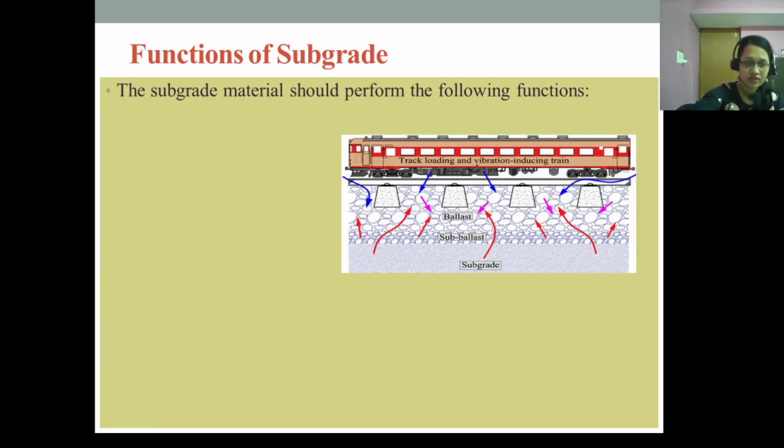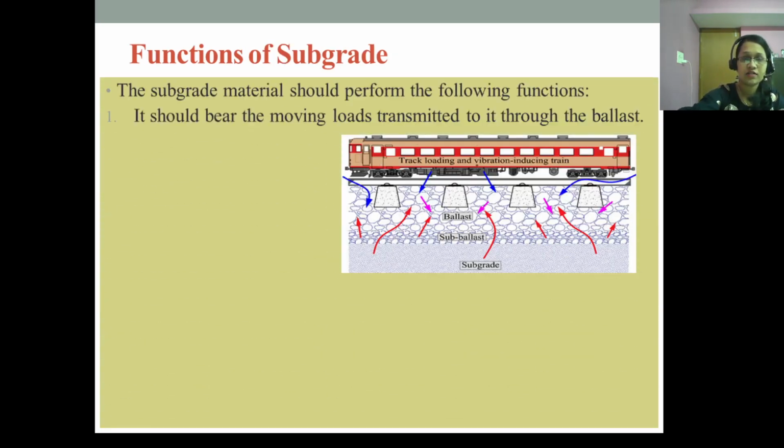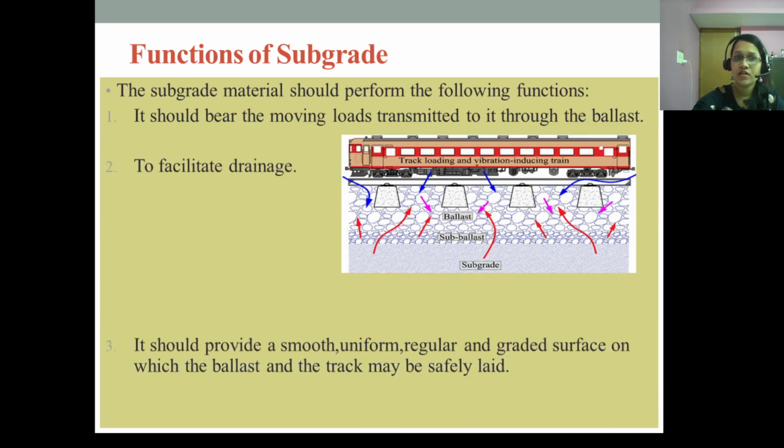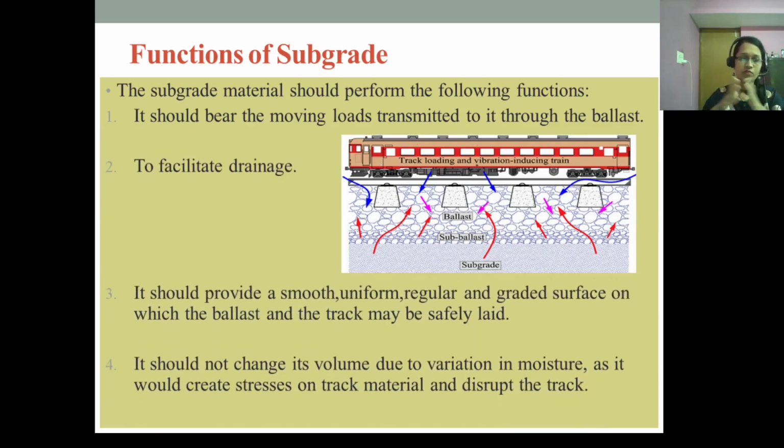Coming to the various functions of subgrade, let us understand what the function of the subgrade is. The formation of a track is obtained by either constructing an embankment or providing a cutting. The height of the embankment and the depth of the cutting depend upon the topography, that is the ground contours, and the gradient.